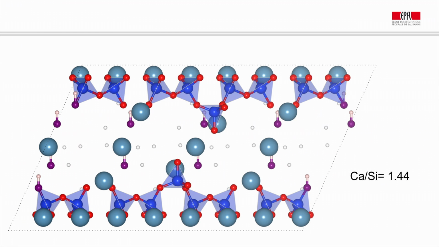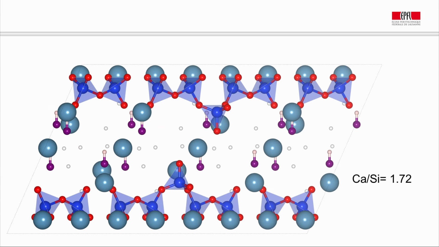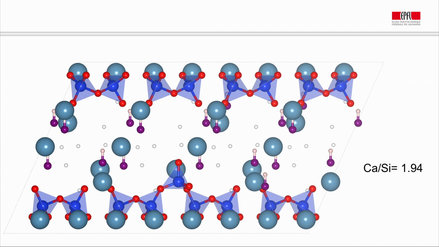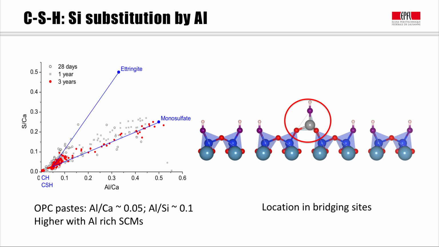Here we see this one here, calcium-silicon 1.4. Here we see calcium-silicon 1.72. And here we see calcium-silicon 1.94. So this is right now coming to the upper limit. You see that we have most of the bridging sites disappeared. We have mostly calcium ions terminating the tetrahedra, and we have some calcium in the interlayer. The other aspect which is important to talk about is the presence of aluminium.